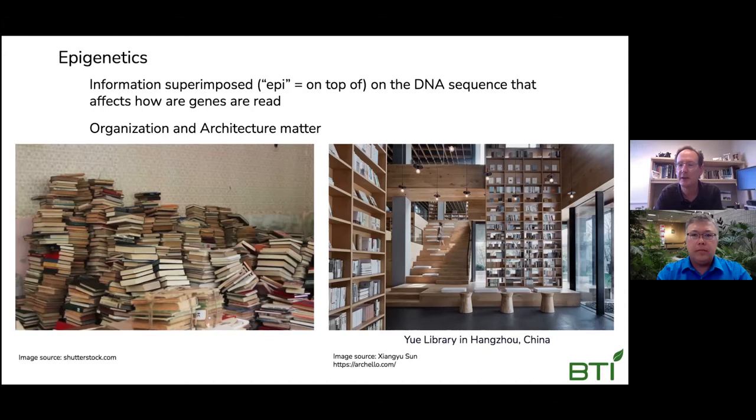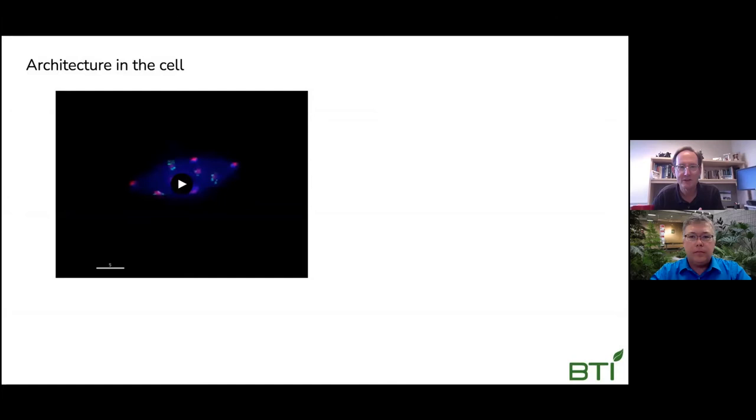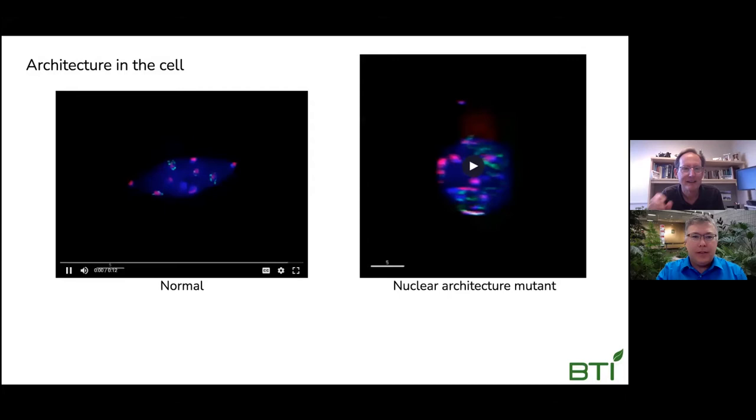Now, that room analogy holds when we start to actually peer inside cells. So this is a picture, a three-dimensional micrograph of a nucleus. The color here is blue for the DNA, and then different parts of the genome are either here in kind of a fuchsia or an aqua green. And if this video plays, it will rotate and you'll see the three-dimensional architecture. So this is a nucleus from an Arabidopsis plant.